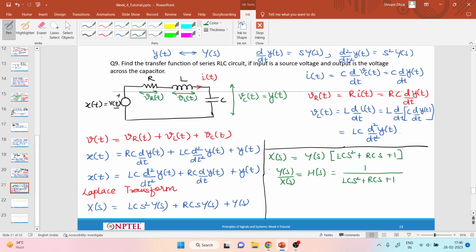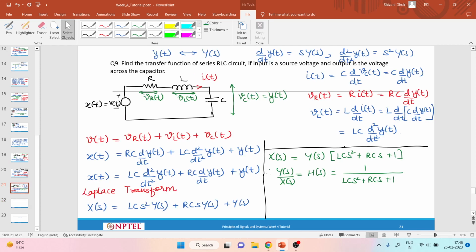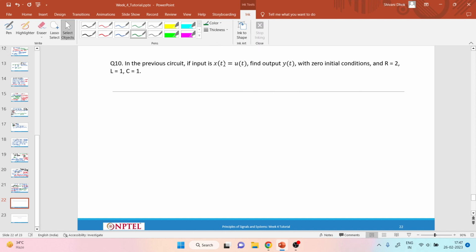Any question till this point? If not, let us consider the next question. So we are considering this same circuit, but now what we need to find is the value of the output y of t when my input is given as x of t, and my C takes the value of 1, my resistor is 2, and my inductor L is 1. So these are some hypothetical values. So let us try to find y of t for the given setting.